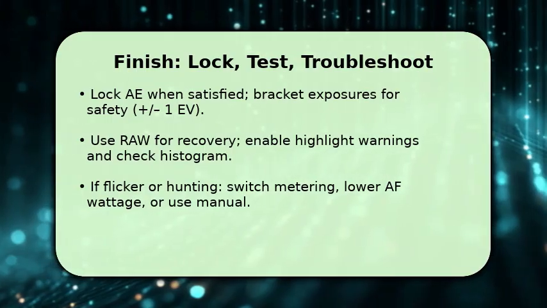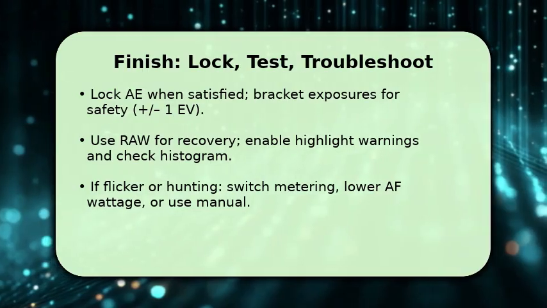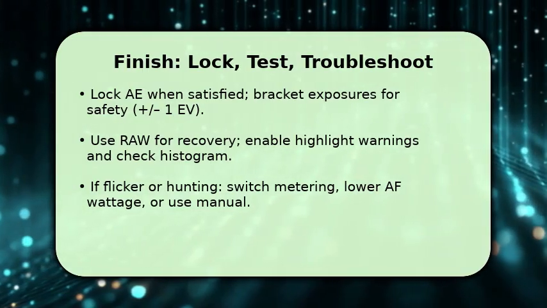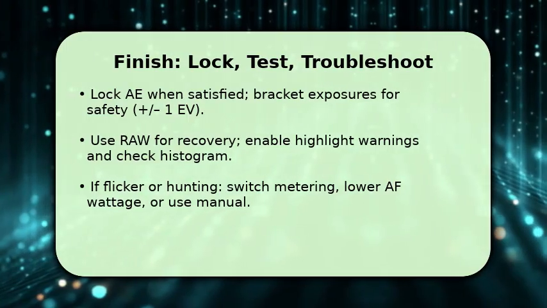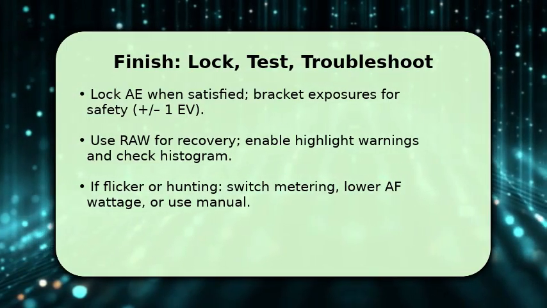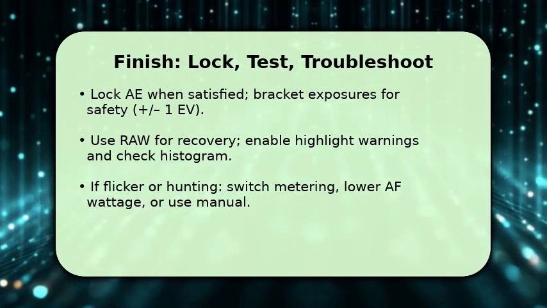If the camera hunts or exposure flickers under mixed or pulsing light, change metering mode, reduce continuous AF activity, or switch to manual exposure for the sequence. If problems persist, reset AE settings to defaults and reapply your saved profile before continuing.